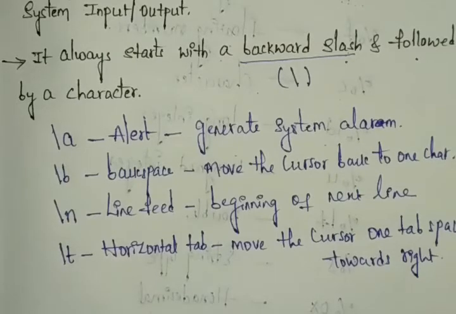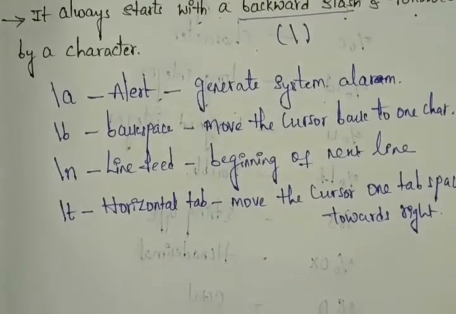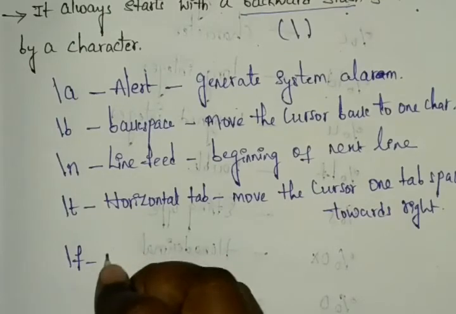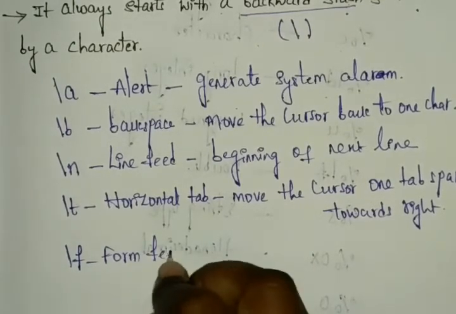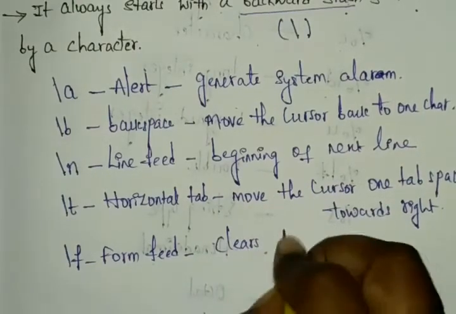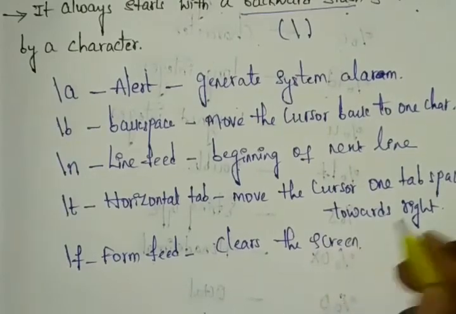And next we have backslash f. This is the form feed. It can be used to clear the screen, or to advance to a new page in the case of a printer. It is clearing the screen, like the clrscr that clears the screen. Like that, backslash f also clears the screen. You can mention it to clear the screen with backslash f.